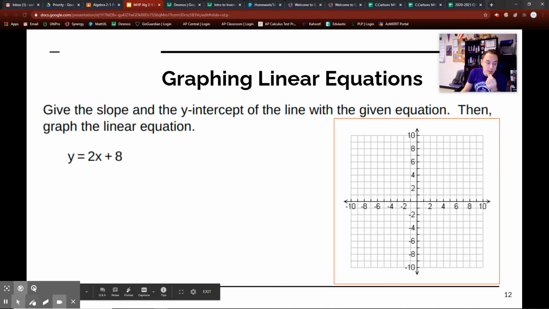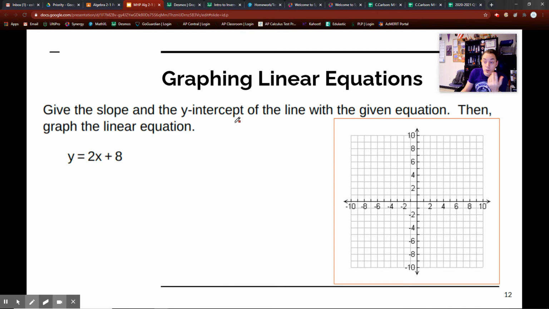Now, what we're going to be doing here is graphing linear equations, obviously, but we're going to be graphing it differently. So given the slope and the y-intercept, what we want to do is graph the linear equation. I already know that the slope right here is 2, and my y-intercept is 8. Okay? Now watch this.